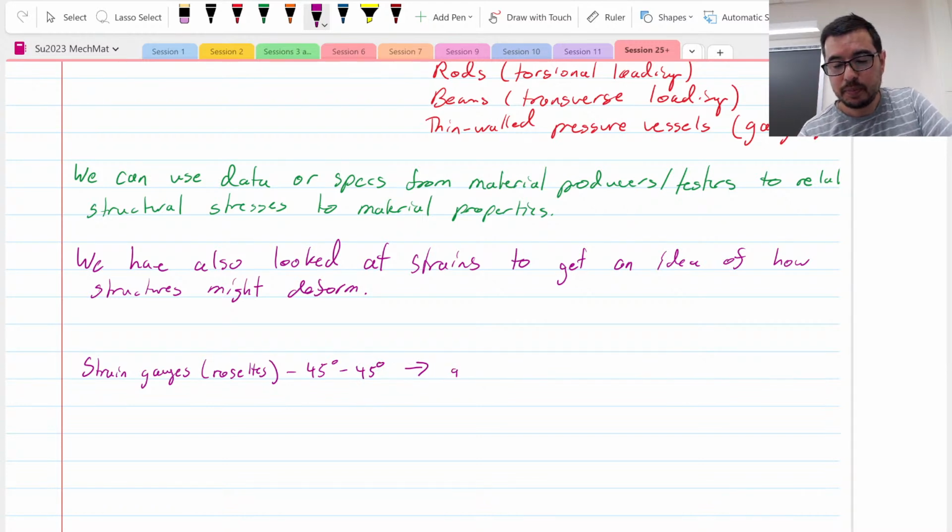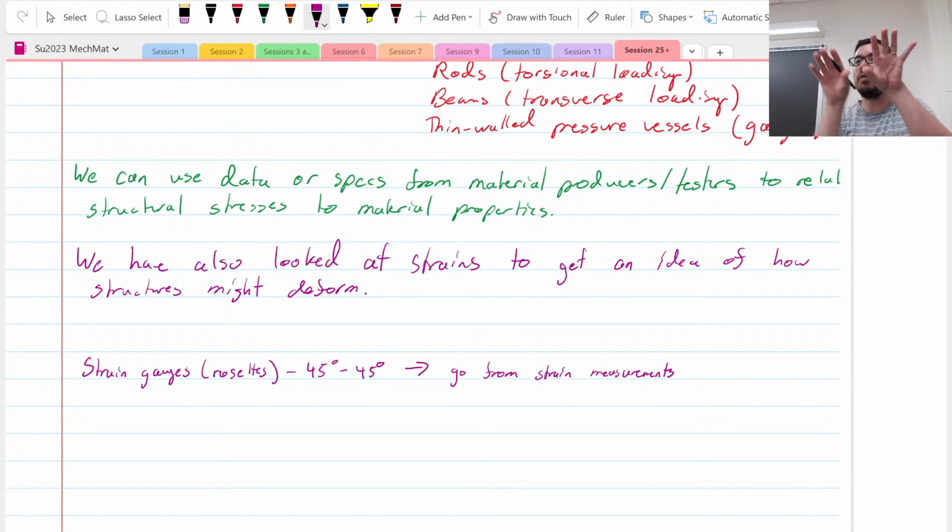go from strain measurement of the different gauges, right? The gauges in that case are the individual strain sensors that can only measure in one direction, but then you have them oriented relative to each other, so then you could come up with the 2.5D state of stress, to stress, right?